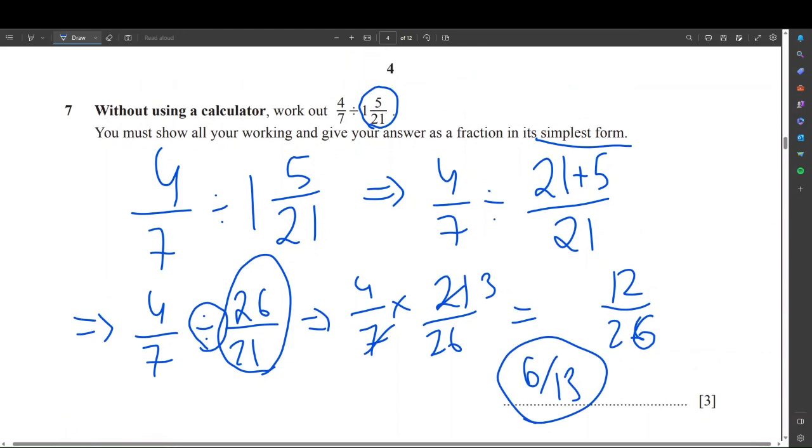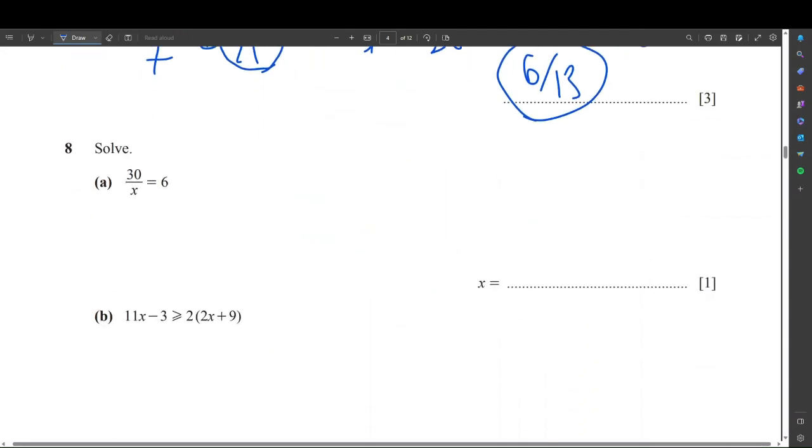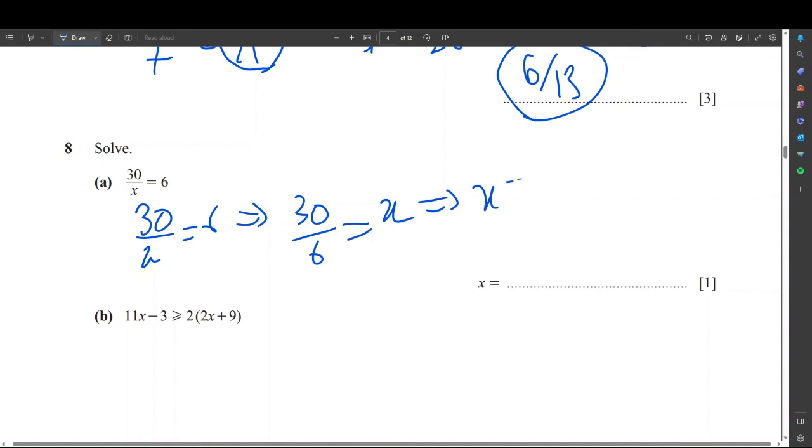Now, of course, it says not to use a calculator, but you can still check if your answer is correct. If I do that on the scientific calculator, I will get 6/13 as my final answer. So, it is indeed correct. Now, solve the equation 30 divided by x is equal to 6. So, 30 divided by x is equal to 6 will give us 30 divided by 6 is equal to x, which will give us x equal to 5.